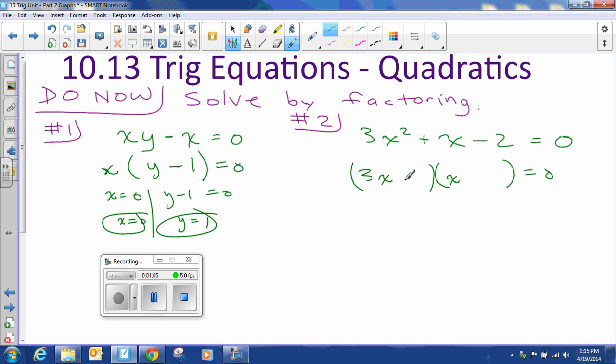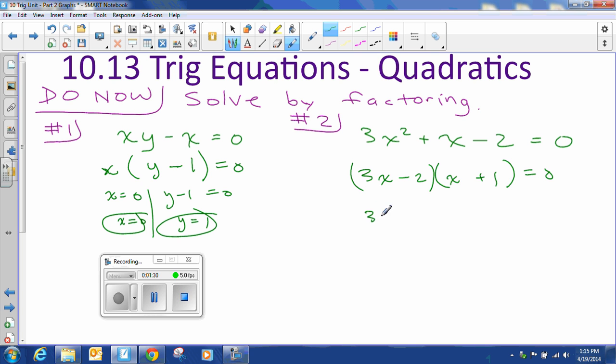So we'll go ahead and put this here, and we'll guess and check to see if it works. 3x times x is 3x squared. 3x times 1 is 3x. -2 times x is -2x. When you combine 3x and -2x, we get x. And -2 times 1 is -2. So we have done this correctly.